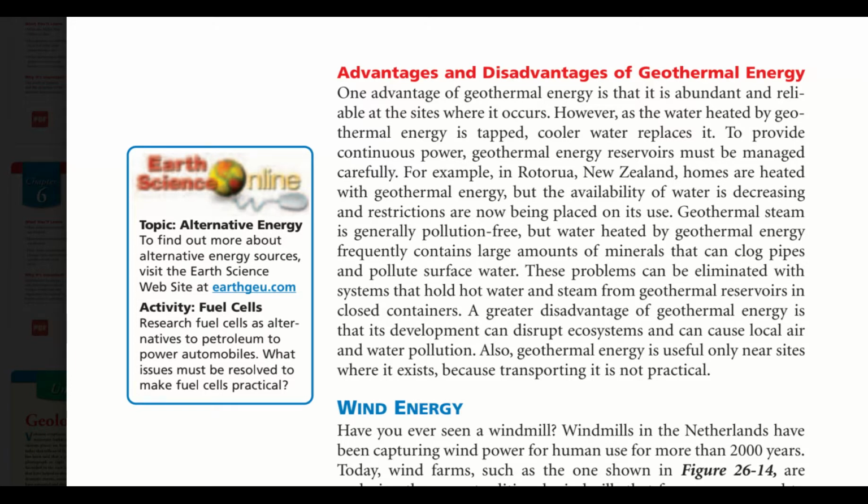For example, in Rotorua, New Zealand, homes are heated with geothermal energy. But the availability of water is decreasing and restrictions are now being placed on its use. Geothermal steam is generally pollution-free. But water heated by geothermal energy frequently contains large amounts of salts that can clog pipes and pollute surface water. These problems can be eliminated with systems that hold hot water and steam from geothermal reservoirs in closed containers.